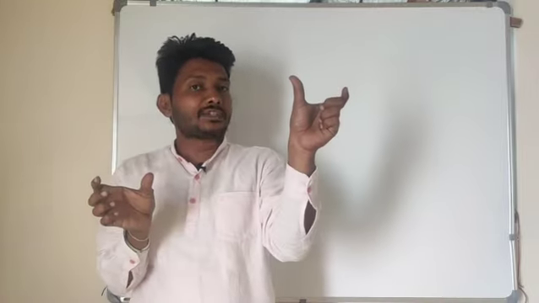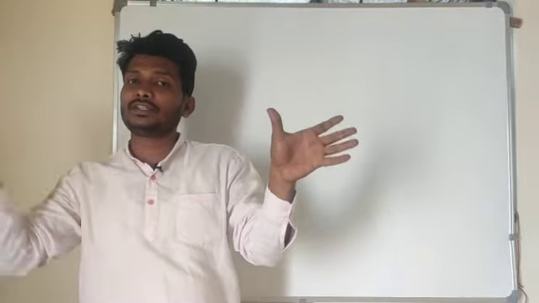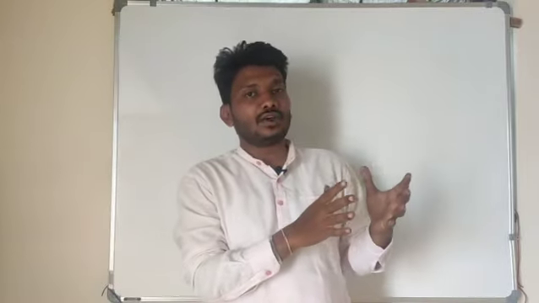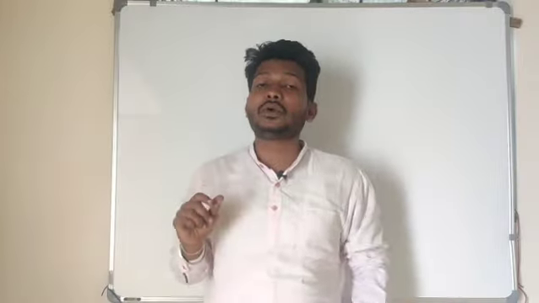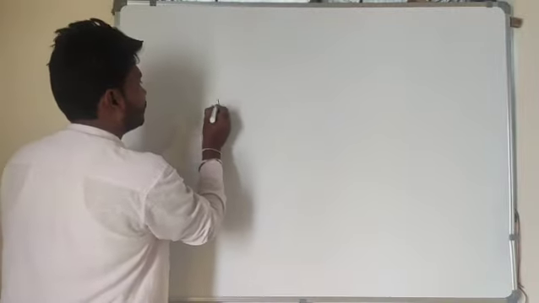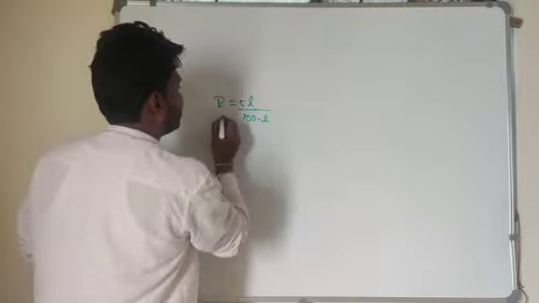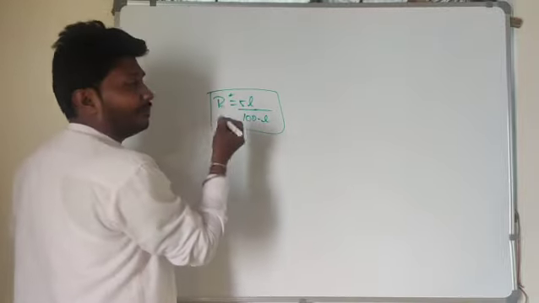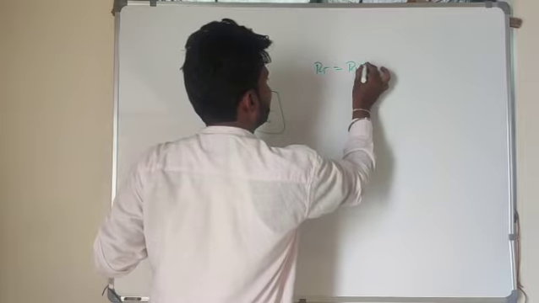In one gap I take a standard resistance box, and in the other gap I take 2 resistances and place them in a series combination, right? By using the meter bridge formula, R is equal to S into L divided by 100 minus L. This is the practical value. The theoretical value formula is R of S is equal to R1 plus R2.